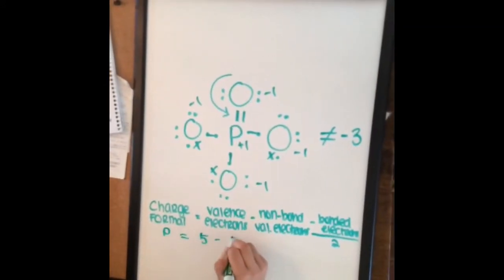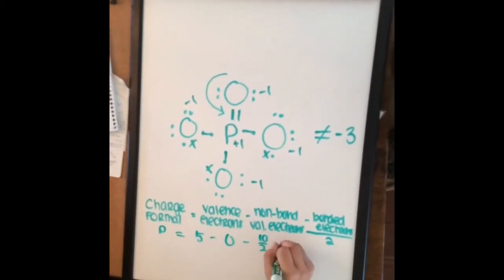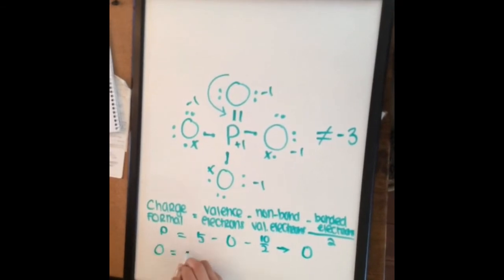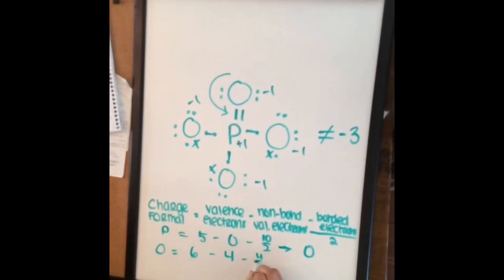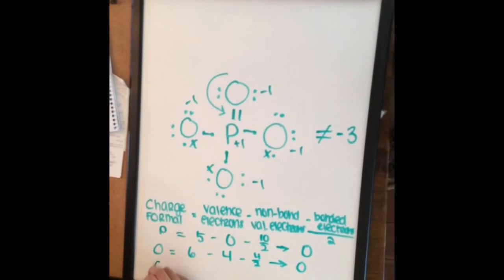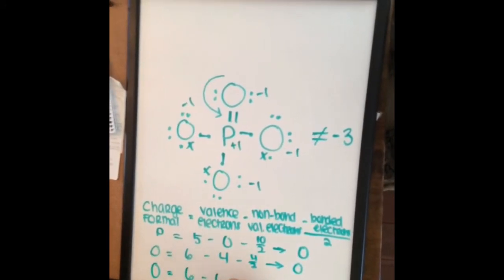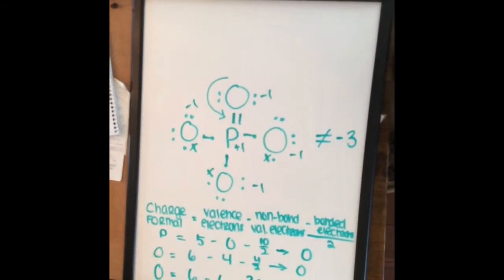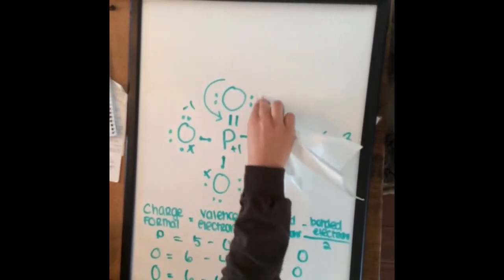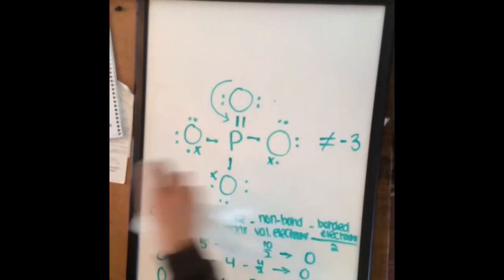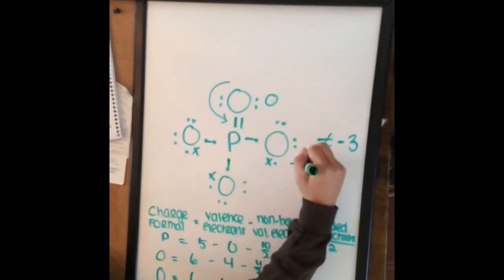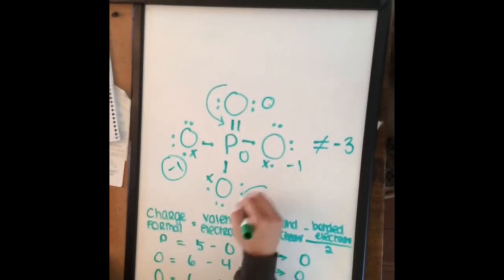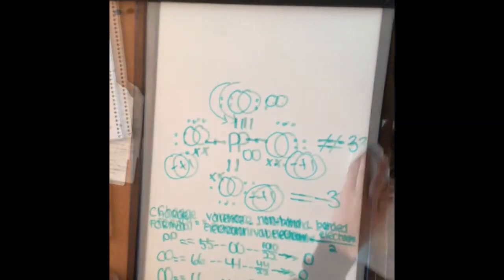In order to create the -3 that is needed, we need to move the 2 electrons from the top of one of the oxygen molecules to create a double covalent bond. This will give the phosphorus a 0 charge, that oxygen a 0 charge, and 3 of the oxygen molecules a -1 charge, providing us with a -3 charge.